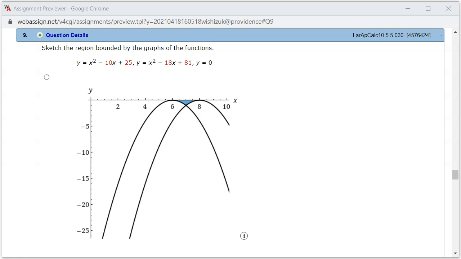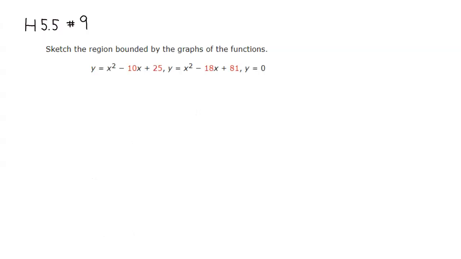All right, let's look at homework 5.5, problem number 9. We have a couple of parabolas and the x-axis, and we want to find the area of the region bounded by those. So let's find the correct picture. You have two parabolas, right? So maybe we should rewrite them first.